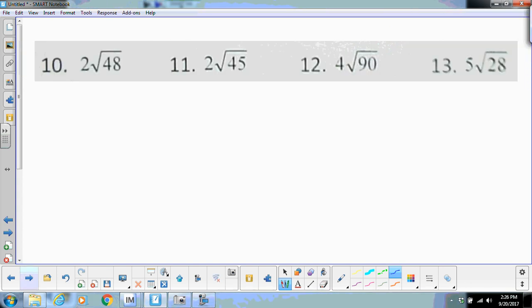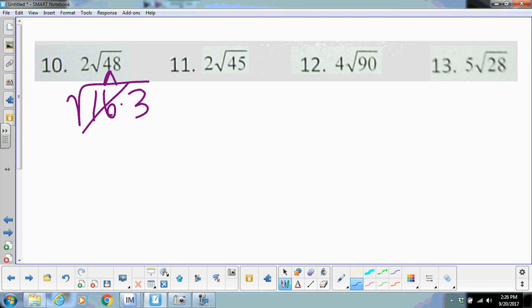All right, so 5, 6, 7, 8, and 9 are just like last night as well. Same thing with 10 through 13. So I'm just going to do a couple of these. I'll try to always do the 48 just because I really want y'all to get in the habit of 48 being 16 times 3. Square root of 16 is 4. And then 4 times 2 is going to give you 8.